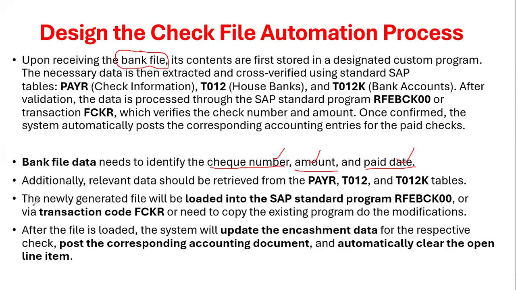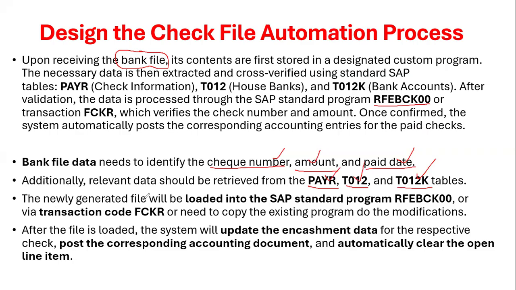Additionally, relevant data should be retrieved. What is relevant data? As per the SAP standard program, we need some additional parameters. We have that program related structures, which I will show you in the further slides. That program related data comes from the T012K, T012, and PAYR tables. These are the three tables. Based on the program, it requires some additional information, which I already showed you in previous slides. That information is necessary.